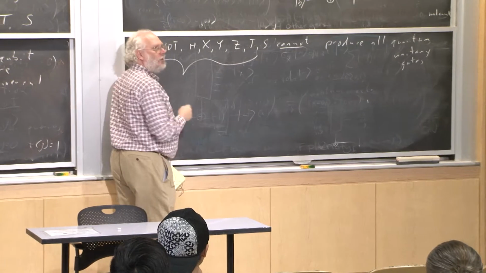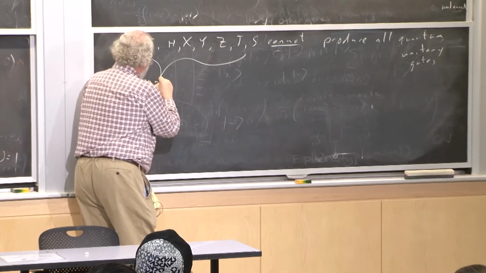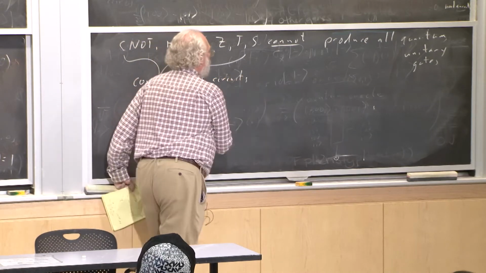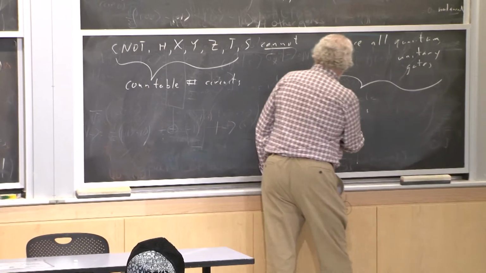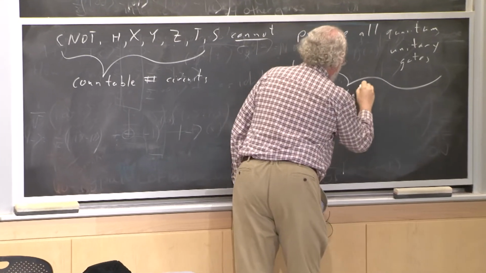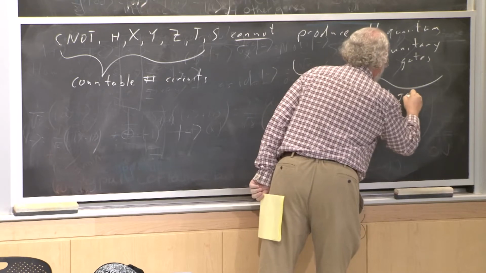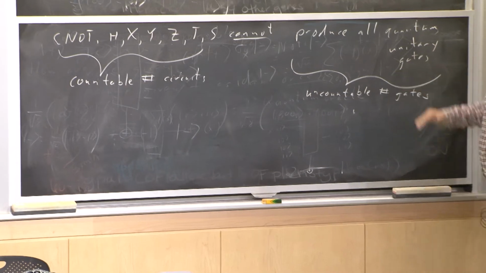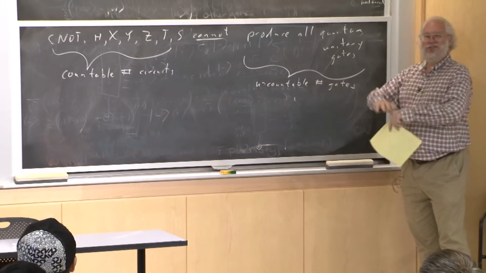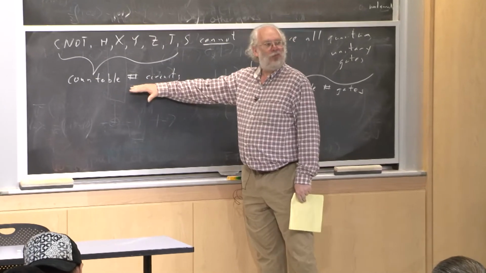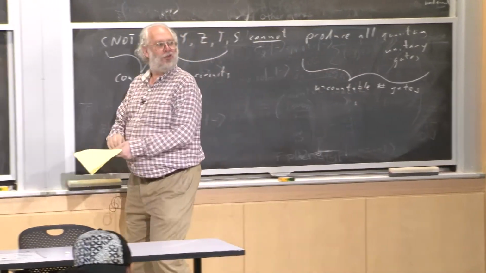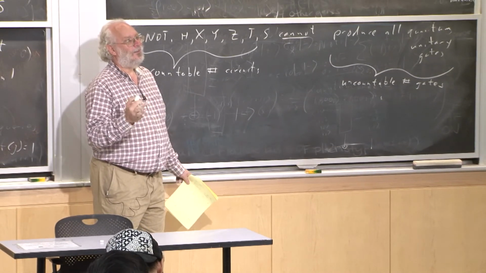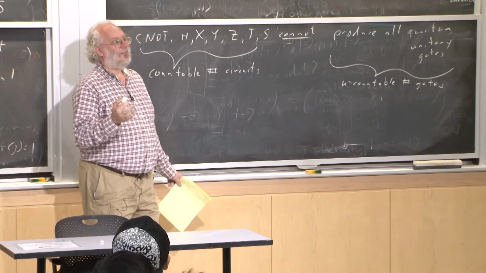Okay. How many circuits can you build out of these gates? A countable number of circuits and an uncountable number of gates. Because there are continuous variables in here, which is an uncountable number, and there's a countable number of circuits. Does it mean anything to say that you can approximate an uncountable number of gates with a countable number of circuits?